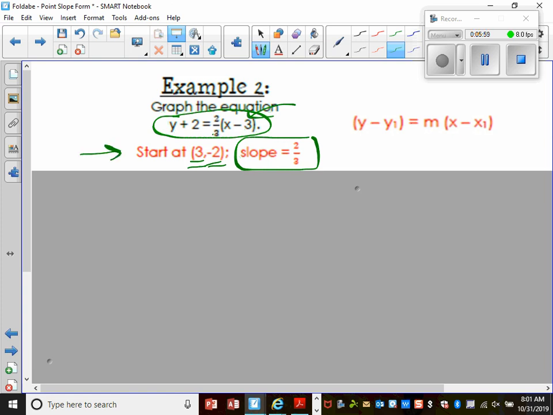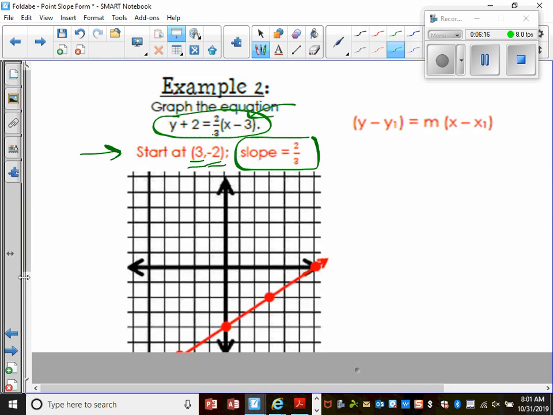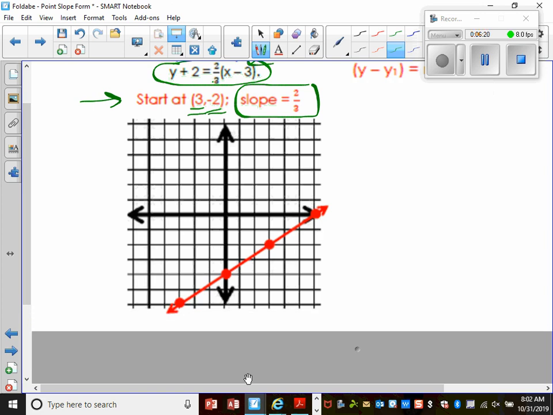Please write this down. You start with the point. Just like in slope intercept form, we start with b, here you're going to start with the point. Make a note to yourself, start with the point. So when you start with the point, the point is 3, -2, which is right here.